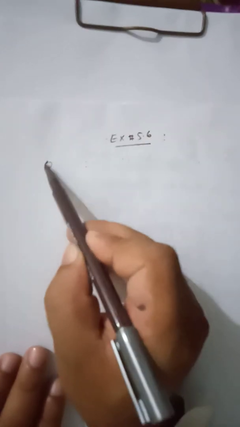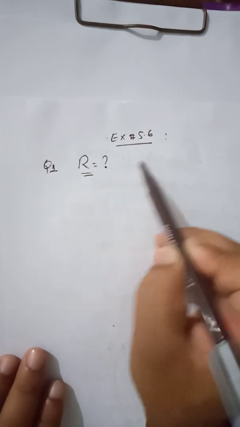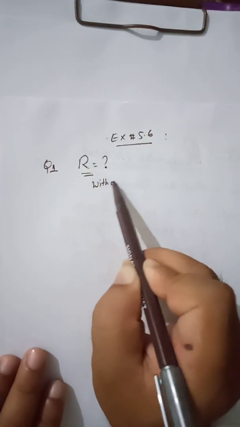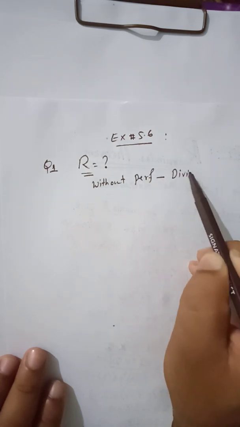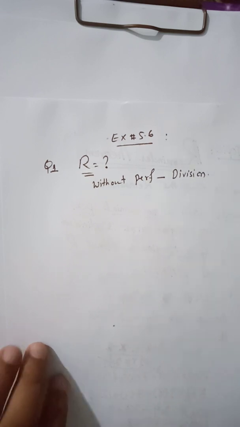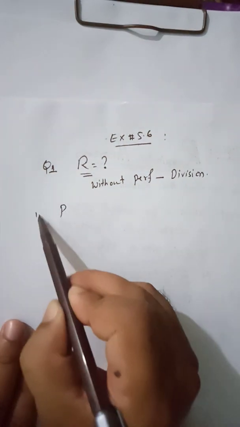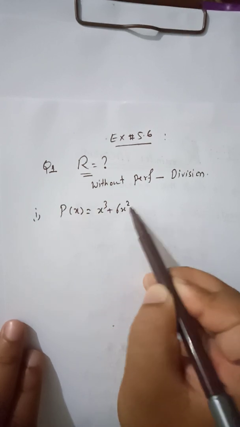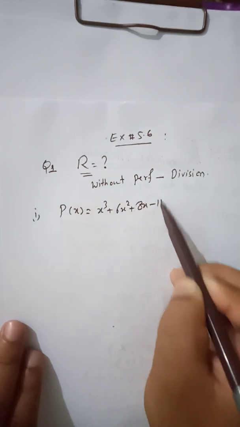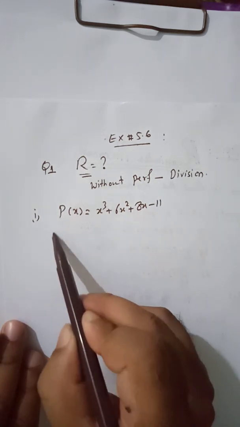Okay, now coming towards the questions of exercise 5.6. Question 1. The requirement is you need to find out the remainder without performing division. So without performing division, you need to use the remainder theorem. The given polynomial in part 1 is p of x equals x cube plus 6x square plus 8x minus 11, and you need to find out the remainder.